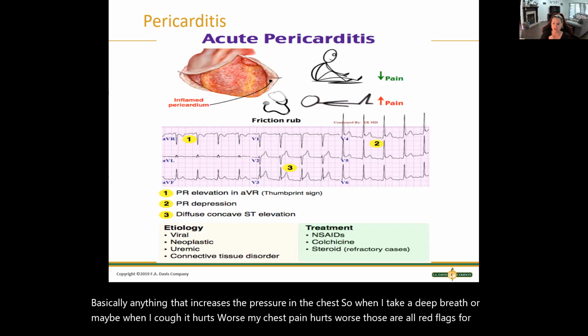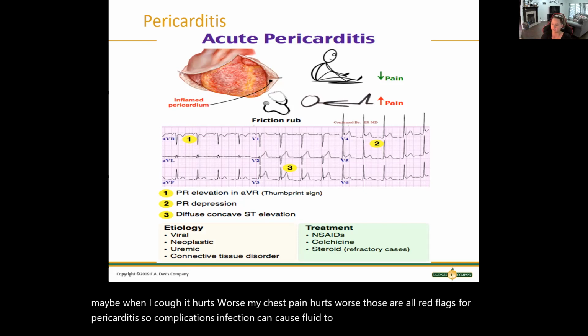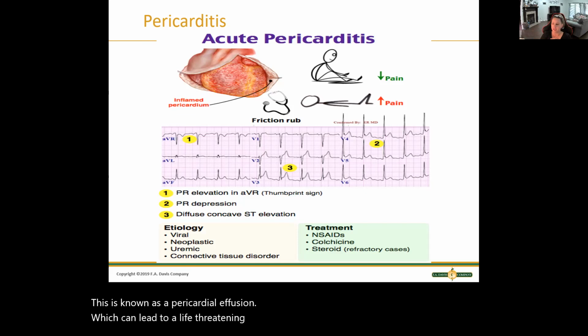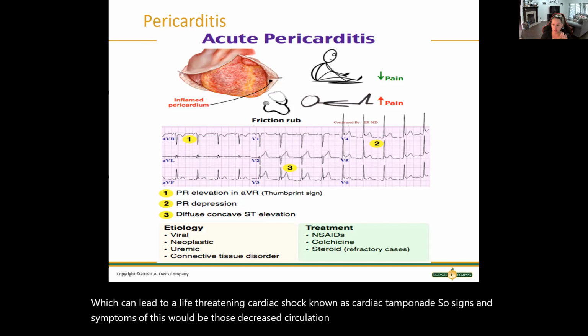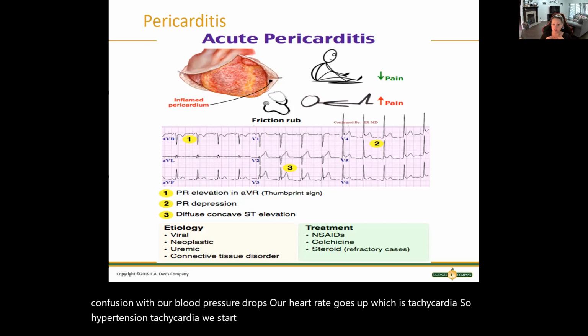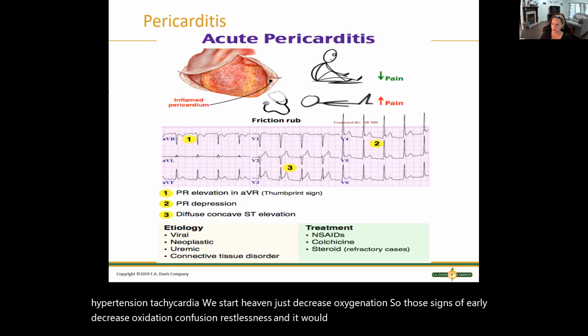So complications: infection can cause fluid to accumulate in the pericardial cavity. This is known as a pericardial effusion, which can lead to a life-threatening cardiac shock known as cardiac tamponade. Signs and symptoms of this would be decreased circulation. So we have low blood pressure, confusion. Our blood pressure drops, our heart rate goes up, which is tachycardia. So hypotension, tachycardia, we start having decreased oxygenation. Those are signs of early decreased oxygenation: confusion, restlessness, and then it would progress obviously into shock if left untreated.